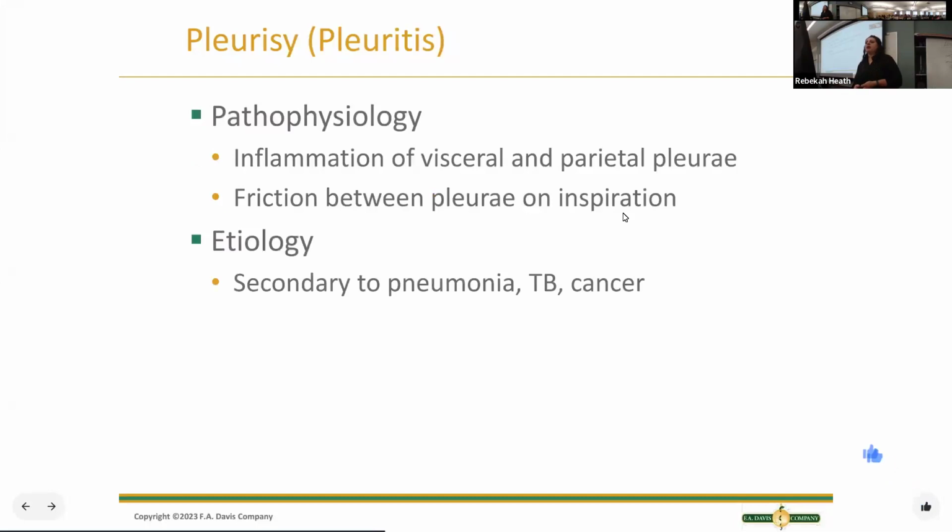There we go. So pleurisy or pleuritis. Usually you're going to see pleuritis as the more common term, and that's the infection of the pleural cavity. Usually there's some fluid there. So when I say pleural cavity, who can tell me what that is? Yeah, it's the space around your lungs.